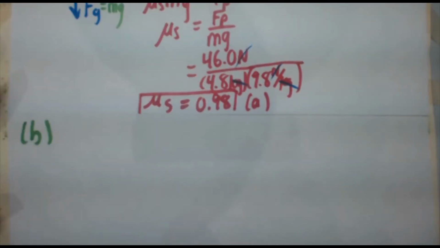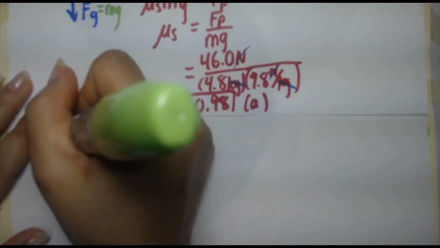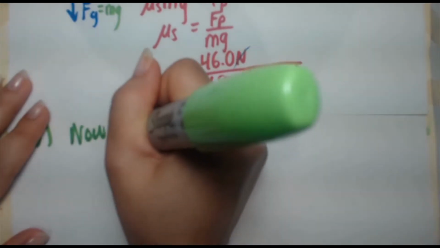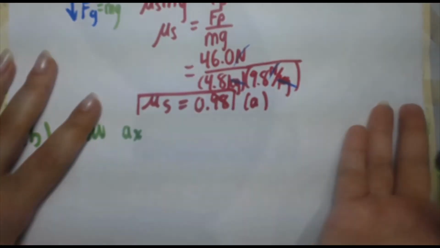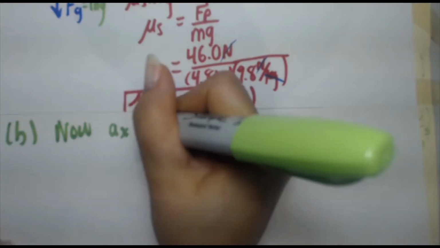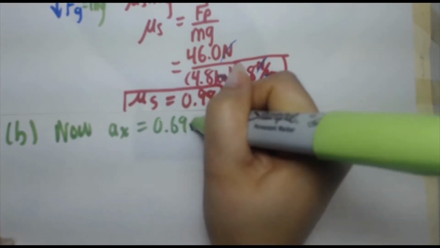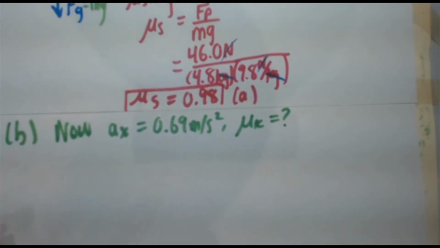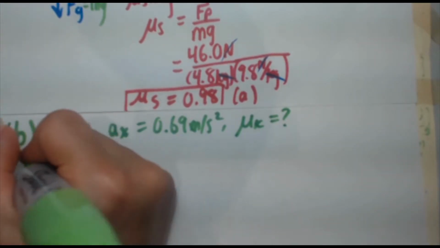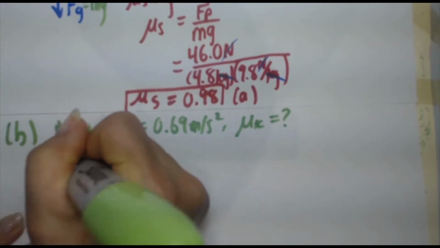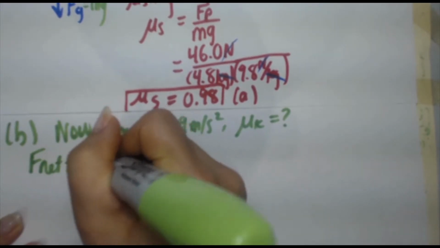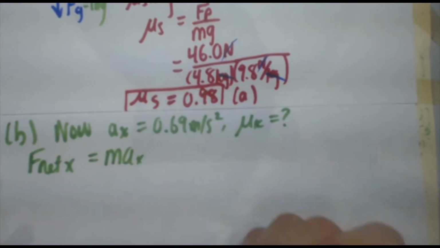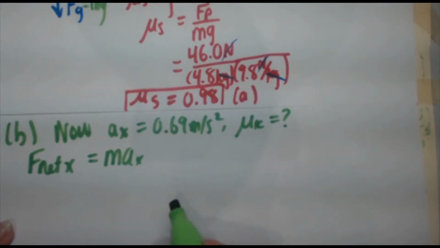Okay, so now, acceleration, and we'll say AX, just to keep the letters straight. AX is equal to 0.69 meters per second squared, and we are tasked with finding mu k. All right, so we start off with our Newton's second law. This is honestly the best way to solve a problem in physics. Anytime you have forces, if you don't know what to do in the problem, just do F net equals ma. It's going to get you halfway there. Okay, F net x equals ma.